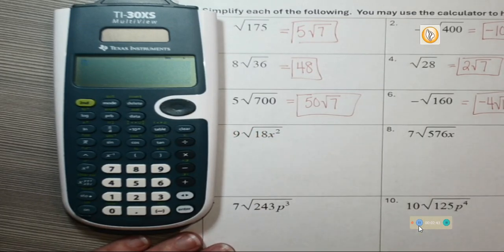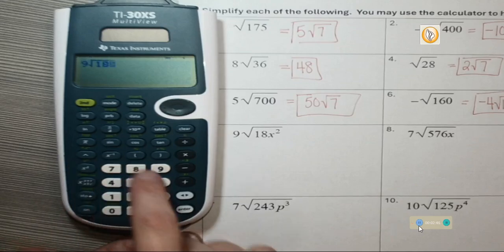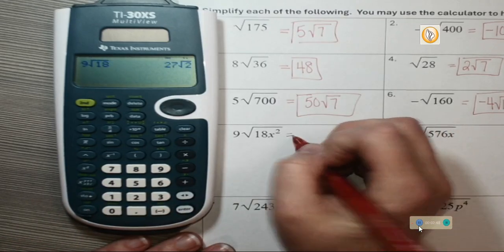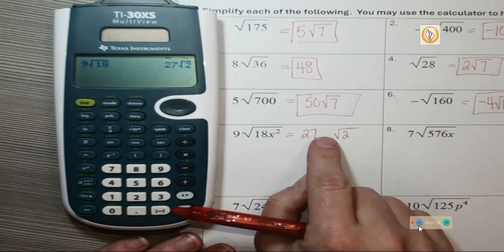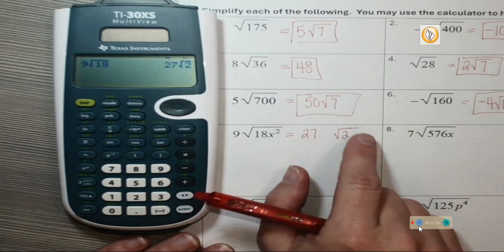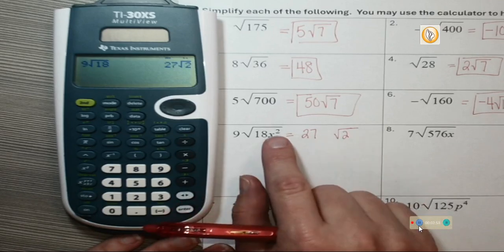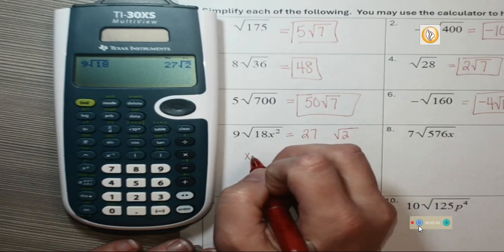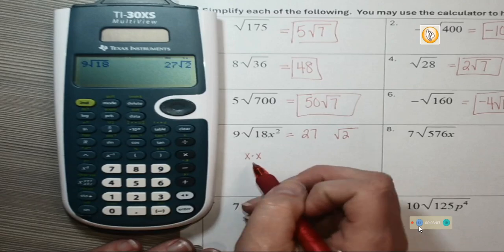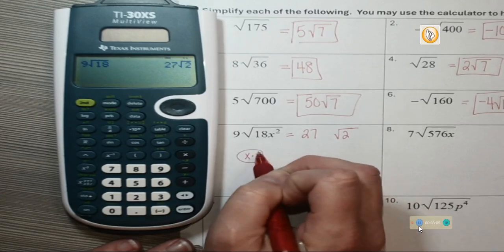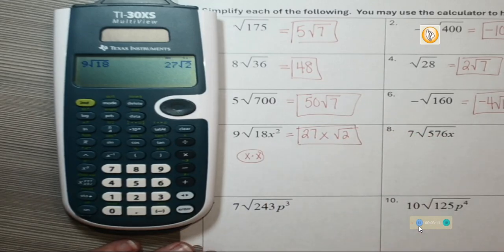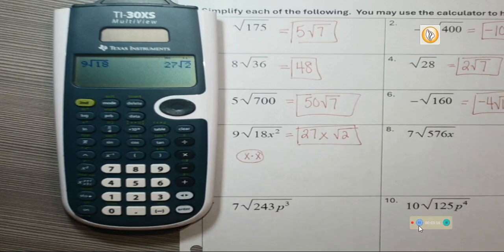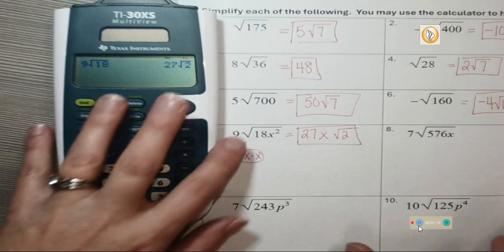So first, let's simplify the number part. So 9 square root of 18 simplifies to be 27 square root of 2. Now, I want you to notice what I did. I left some spots because I might have some variables that go to the party. List out your x's. So you list out your variables. It takes 2 to go to the party. And so what it is, 27x square root of 2. So you're going to let the calculator do the number, and you are now responsible for the variable.